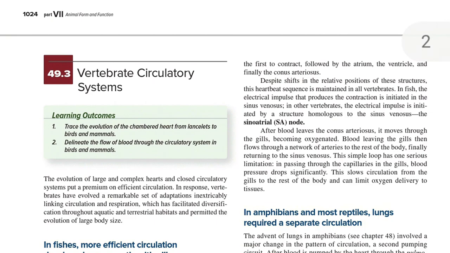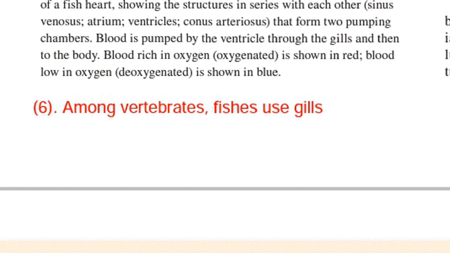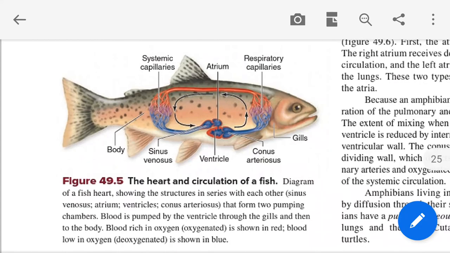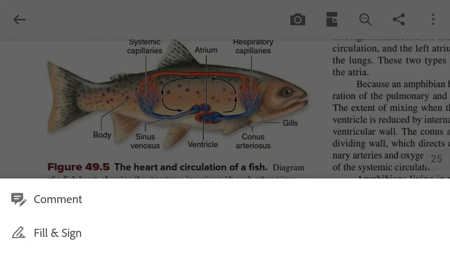Now, among the vertebrates, fish use gills for their respiration. Here, one fish is shown. This one is the circulatory system of fish.